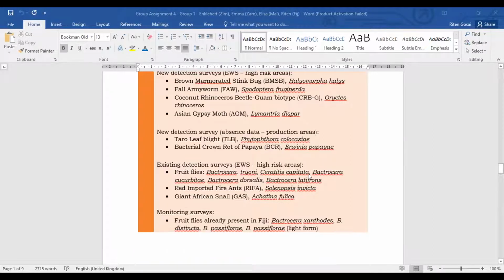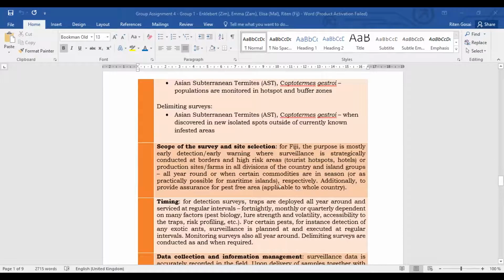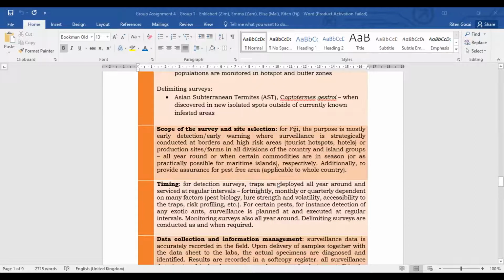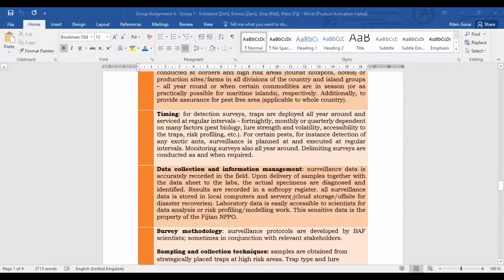And then we also talked about some of the existing detection surveys and existing monitoring surveys. How we determine the scope and how the sites are selected is also discussed. The timing, which is mostly for detection surveys, is all year round. And the traps are serviced at regular intervals as determined in the survey methodology. So this can be fortnightly, monthly, or quarterly, dependent on many factors.